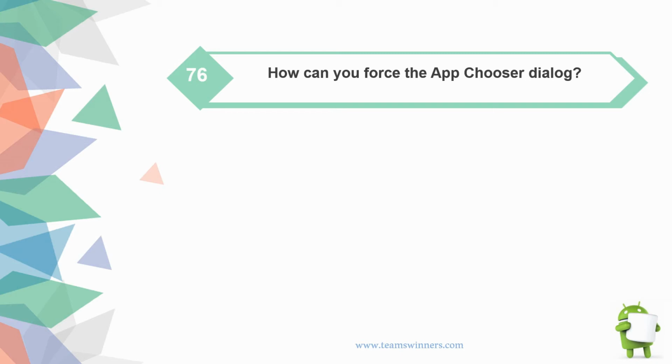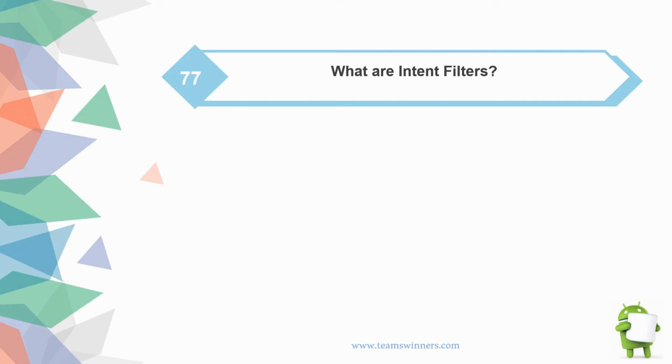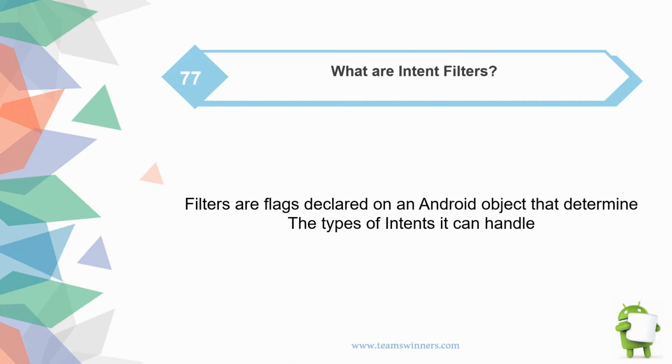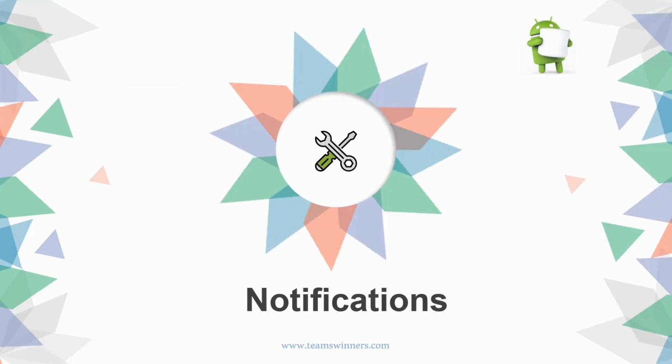How can you force the app chooser dialog? To show the chooser, create an intent using the createChooser method and pass it to the startActivity method. What are intent filters? Filters are declarations on an Android component that determine the type of intents it can handle. And what is the intent filter associated with the application's main entry point? It is action MAIN. That's our last question about intent.